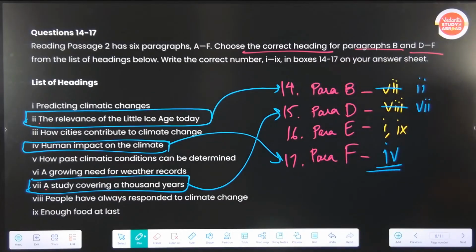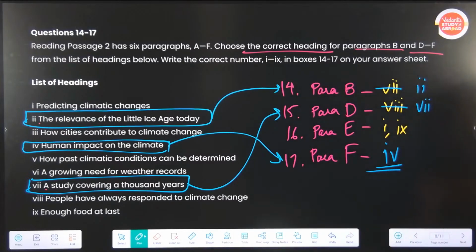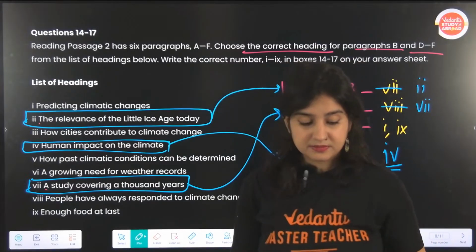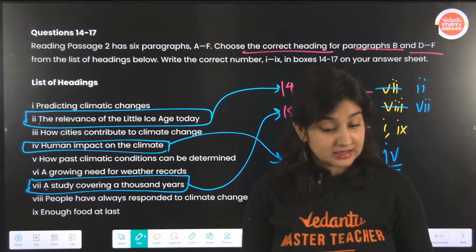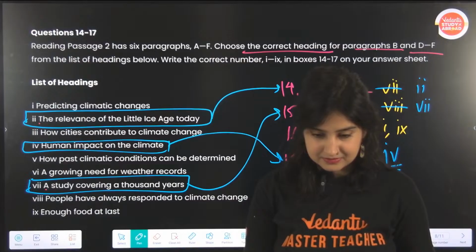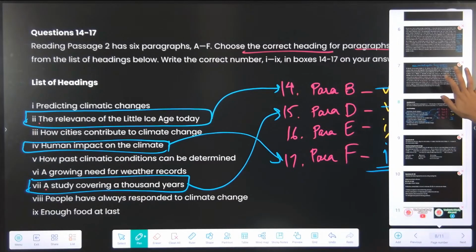That leaves us with para E. Para E, Aditya, you said 1. Tanmay, you said 9. Samar, do you want to give a response here? 1, 9. Do you want to go back and check what para E is about?